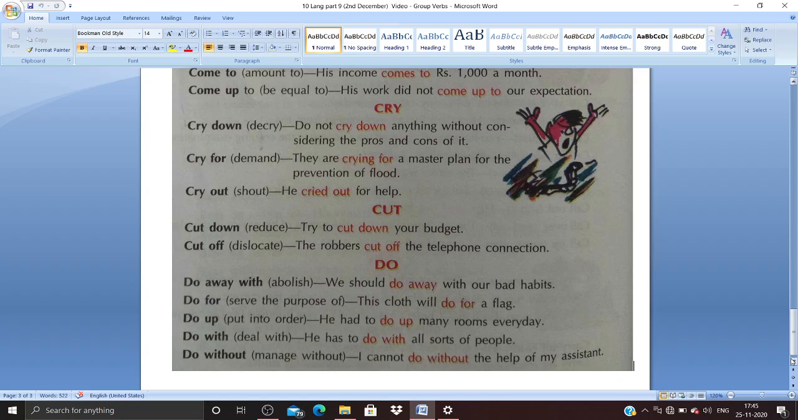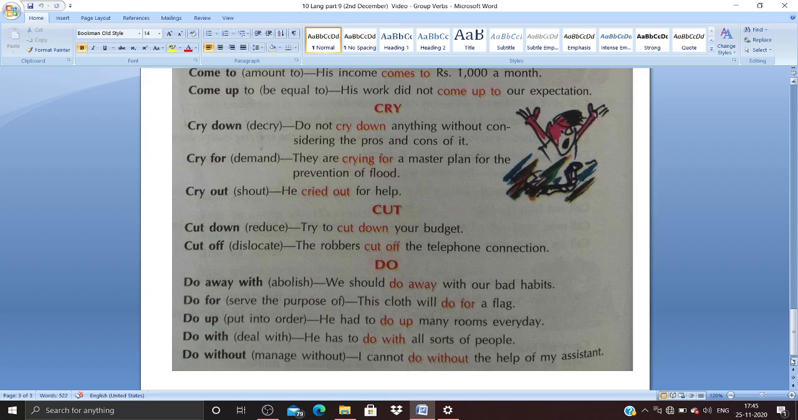Cry out, shout. He cried out for help. It's a very common expression. Cut down, cut off. Cut down means reduce, cut off means disconnect. Try to cut down your budget means try to reduce the expenditure. Otherwise, you will not have any savings. Cut off. The robbers cut off the telephone connection, and that was easy for them to rob.